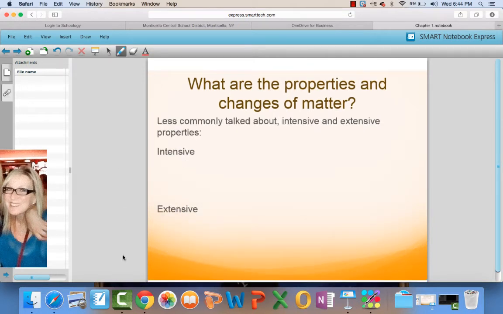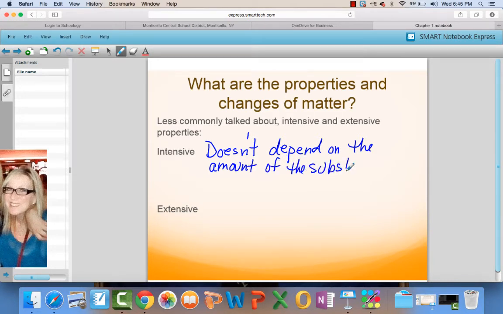Less commonly talked about are the intensive and extensive properties. Usually at the college level, you have to know the difference between the two. An intensive property doesn't depend on the amount of the substance. And an extensive property does depend on the amount of the substance.